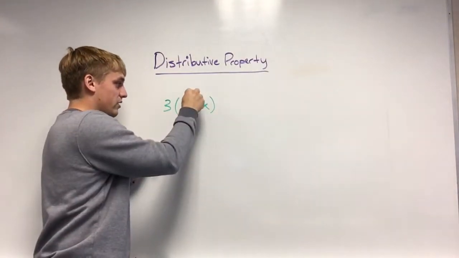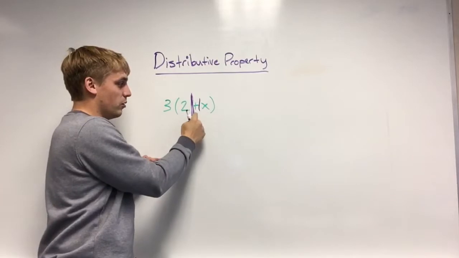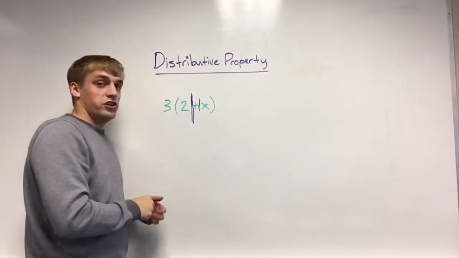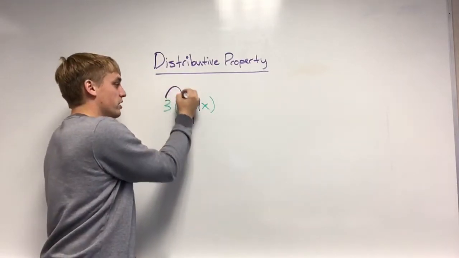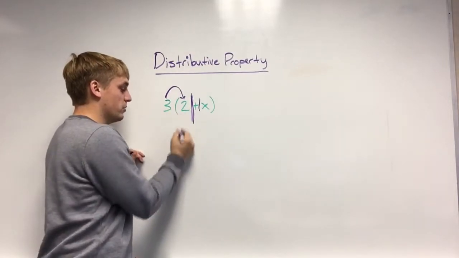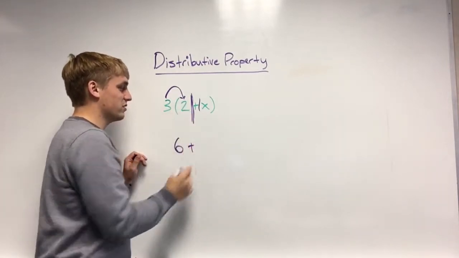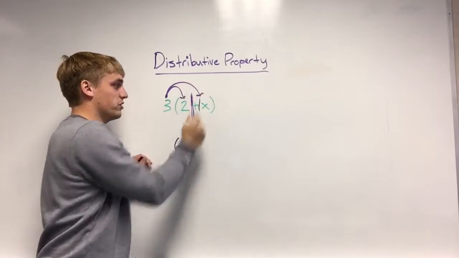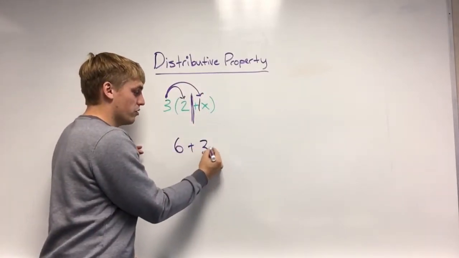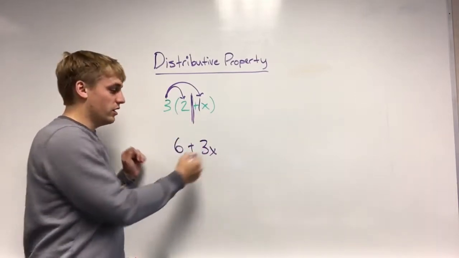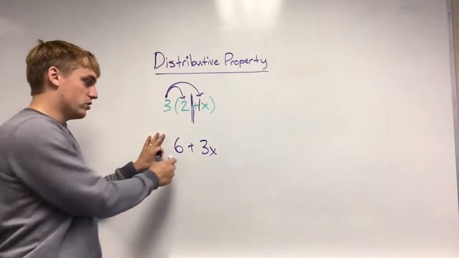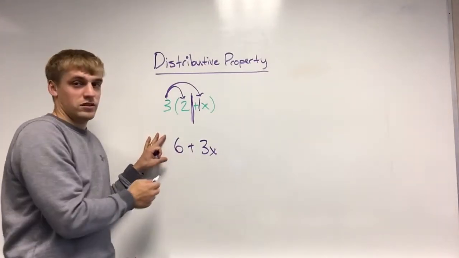So I have my line, plus 1x. It's 1x all by itself. So we're going to distribute. We take 3 times 2. 3 times 2 is 6, plus, distribute to the second term, 3 times 1x is 3x, because 3 times 1 is 3, and we bring down the x. So the simplified expression is 6 plus 3x.